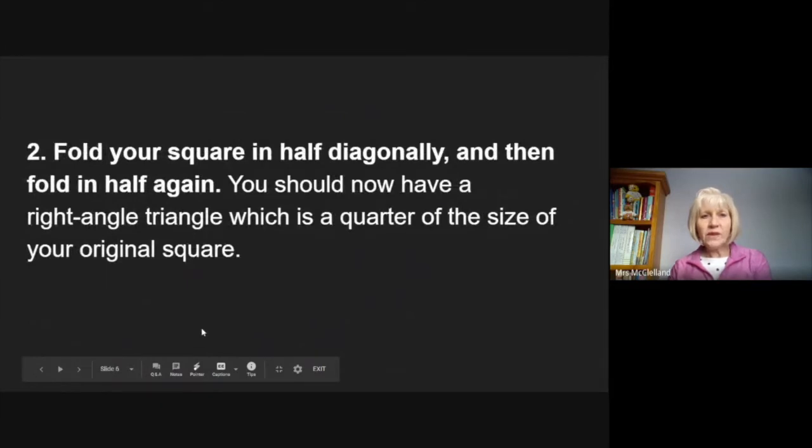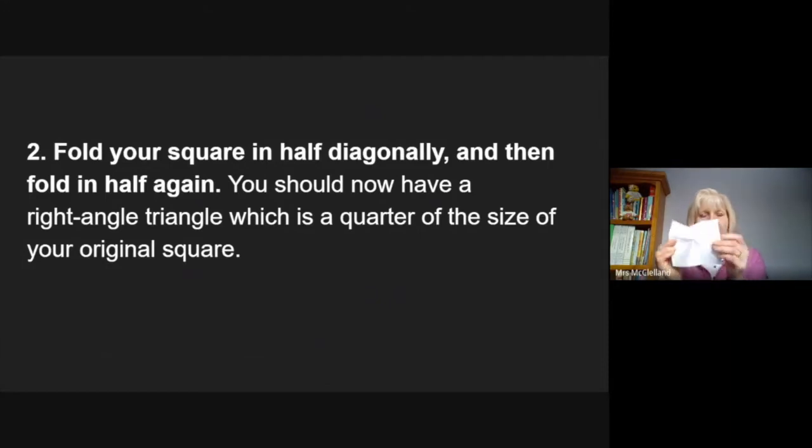Then what you're going to do is fold the square in half diagonally and then fold it in half again. I've got a piece here that I've folded up. So I'm going to unfold it and hold it up. So here's my square. You have to fold it in half diagonally. So now I've got a triangle. And then fold that in half again. So now it's a quarter of the original size. Okay, can you see that?